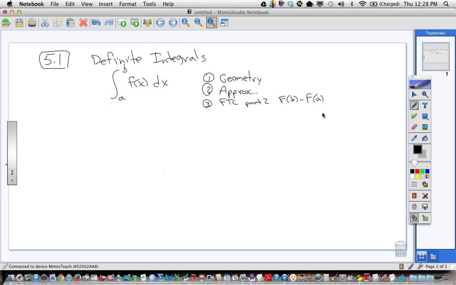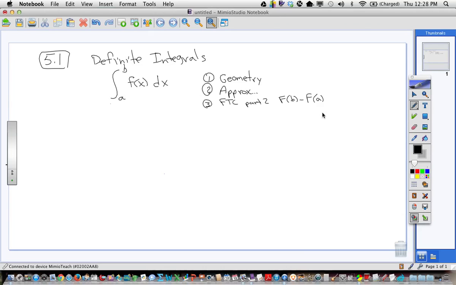Let's talk about the limitations of each. Number one, what's the limitation of using geometry? It might not be a geometric shape, right? It might be a parabola or an e to the x, some curve that is not a geometric type area, so you can't use that. Let's go down to the fundamental theorem part 2. What would be the limitations of using that? Sometimes functions don't have antiderivatives. We've talked about those. Or maybe you're just given a graph of a situation.